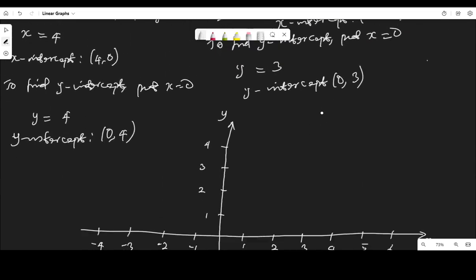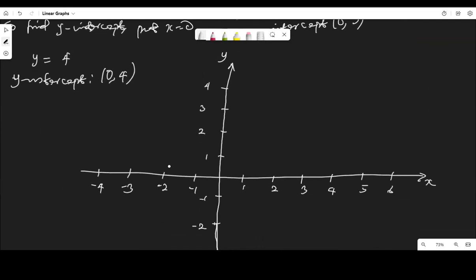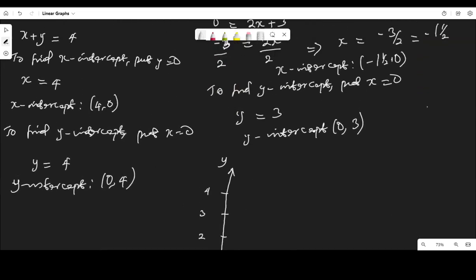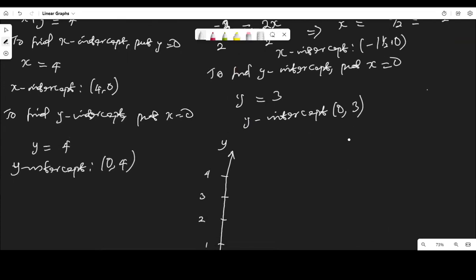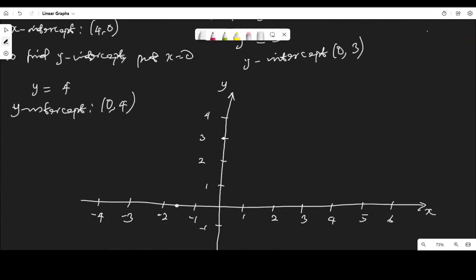The first one we have negative 1.5 as the point. This is negative 1.5 as the x coordinate, the y coordinate there is 3. This is 3 here. I'm going to join these two points together.